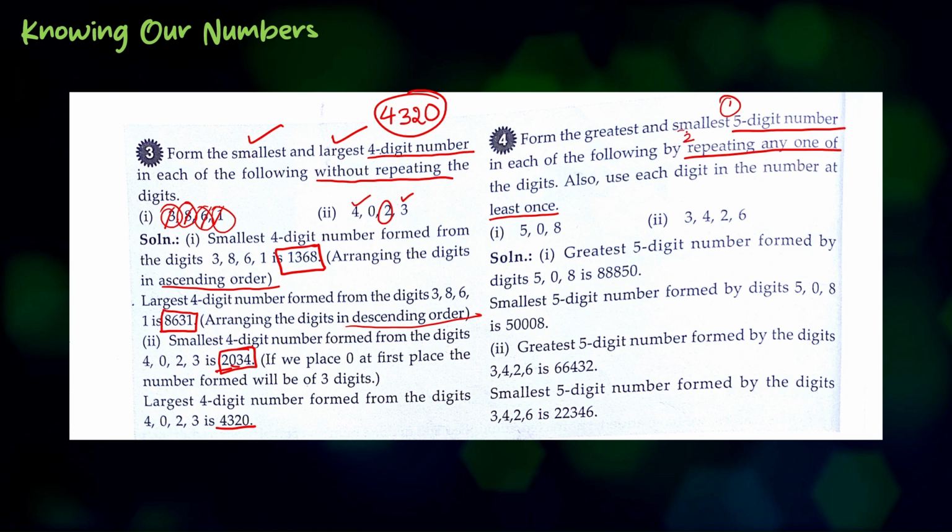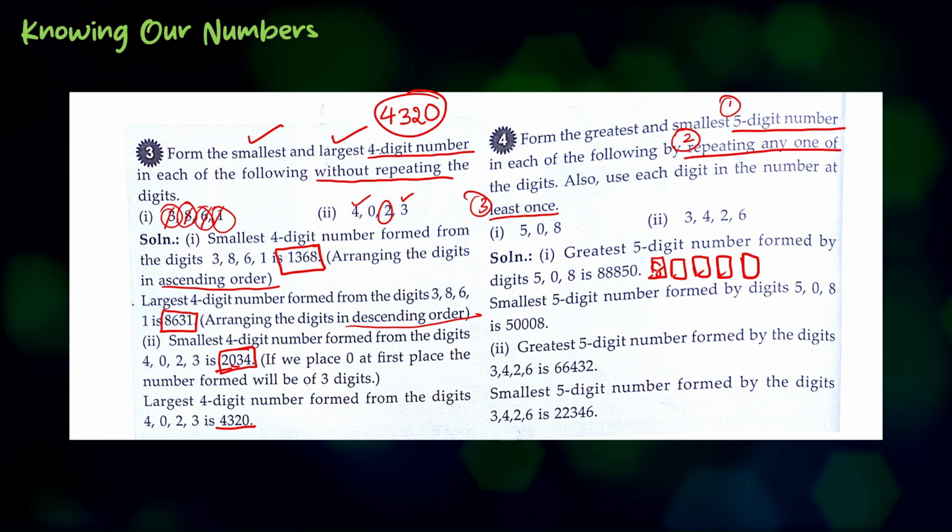So one, it should be a 5-digit number, second, it can be repeating, but at least one time we have to use all these numbers. Okay, so let's solve the first one. The greatest 5-digit number is formed by greatest, so 8. So it should be a 5-digit number, right? So it should be 1, 2, 3, 4, 5. And all 3 numbers should be used at least once. So 8 is the highest number, so I'll write 8.